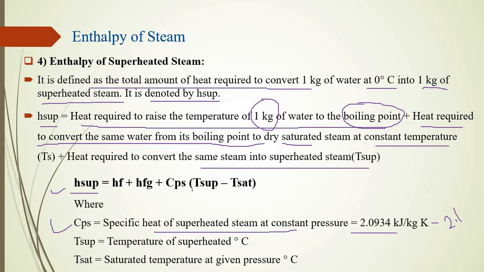Then it is multiplied by the difference between T superheated minus T saturated. The maximum temperature gained by the steam is called T superheated, and the temperature at which it converted to dry saturated steam is called T saturated. T sup means temperature of the superheated condition, and T sat means the saturated temperature at the given pressure. T superheated is the maximum temperature achieved by the steam, and T saturated is the temperature when the water is converted into dry steam. That's the enthalpy of superheated steam. Okay, thank you.